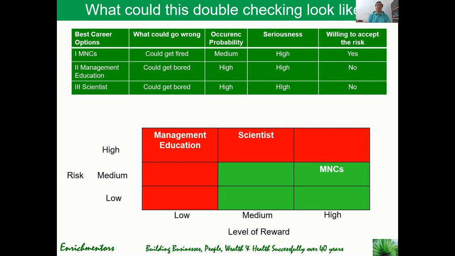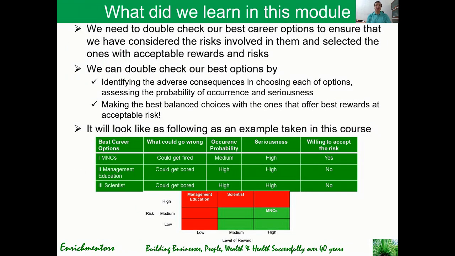So what did we learn in this module? We learned that we need to double check our best career options to ensure that we have also considered the risk involved in each of them, and select the ones with acceptable risks versus the rewards that we are going to get. We can double check the best option by identifying the adverse consequences for each option, assessing the probability of occurrence and the seriousness of the impact on your life, and making a balanced choice by picking the ones that offer the best rewards at acceptable risk.